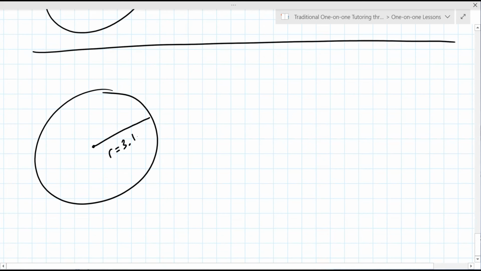Let's do one more. Radius is 3.1 centimeters. What is the diameter? 6.2. And what are the units? Inches. I mean centimeters. Centimeters.